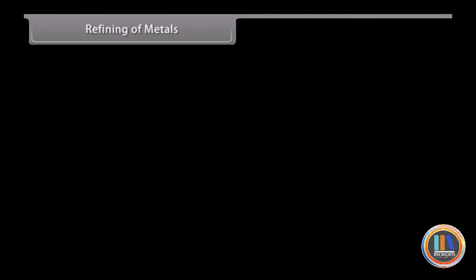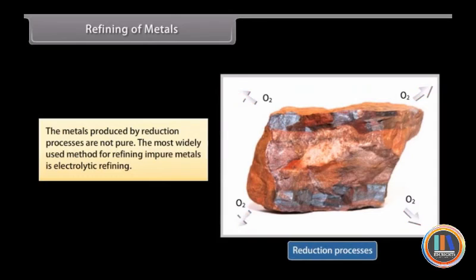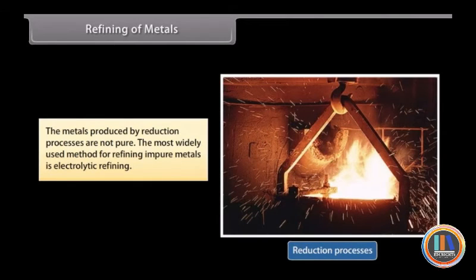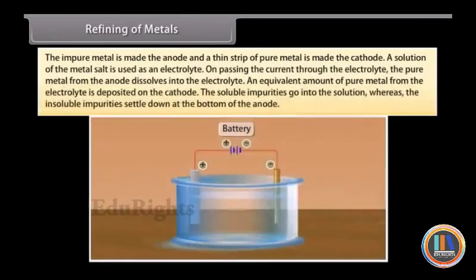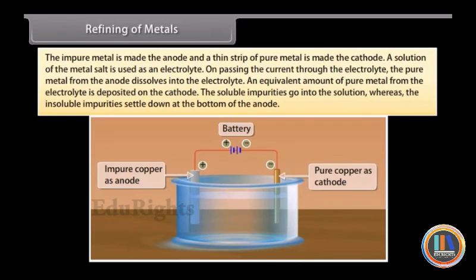Refining of metals. The metals produced by reduction processes are not pure. They still contain impurities, which must be removed to obtain pure metals. The most widely used method for refining impure metals is electrolytic refining. Many metals are refined electrolytically. The impure metal is made the anode, and a thin strip of pure metal is made the cathode. A solution of the metal salt is used as an electrolyte.